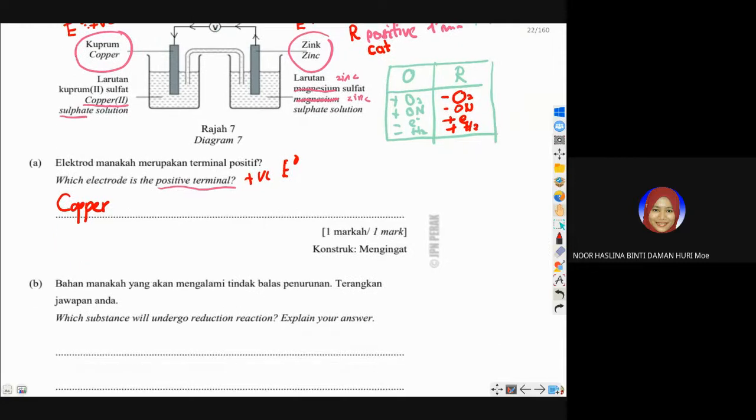Kita tengok dekat chat ke sekejap. Okay, which one become reduction process? Which one?